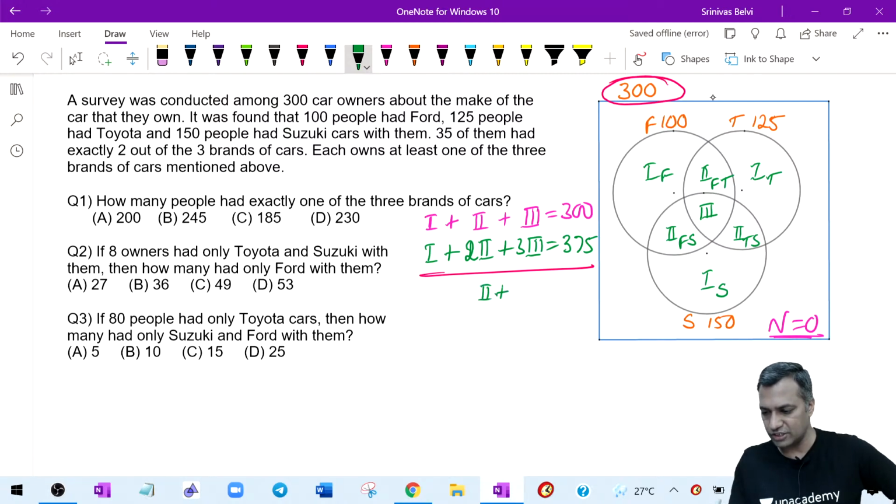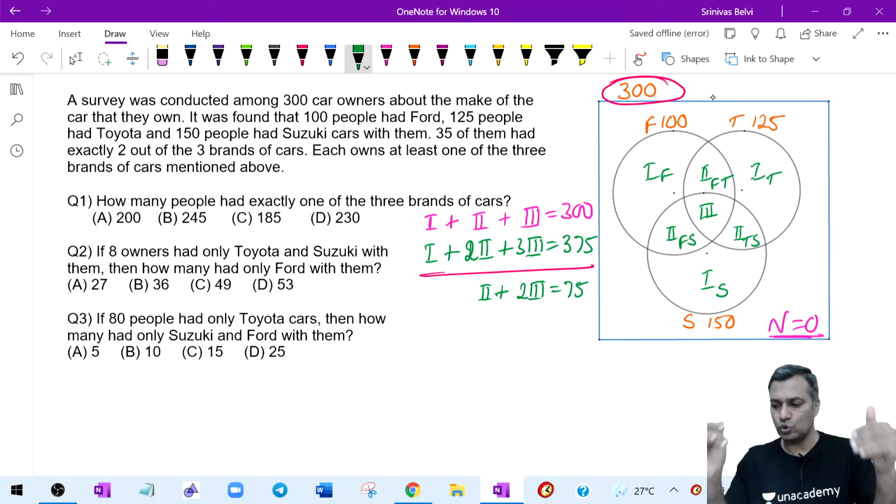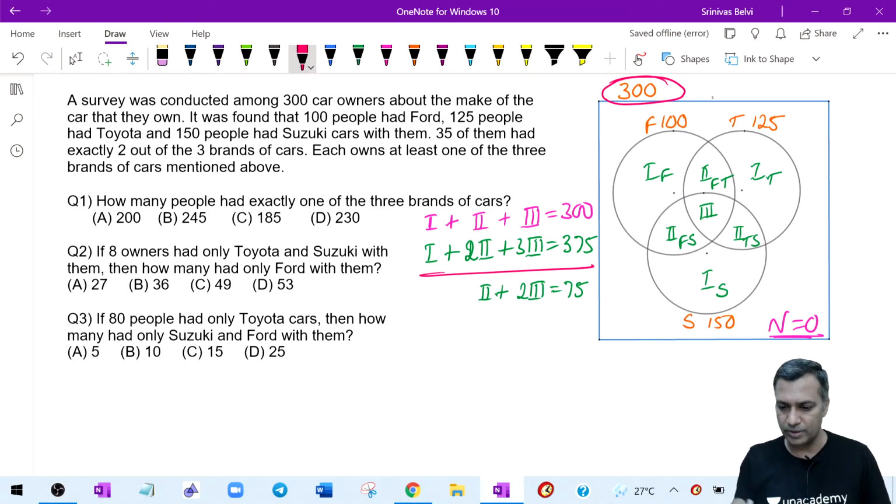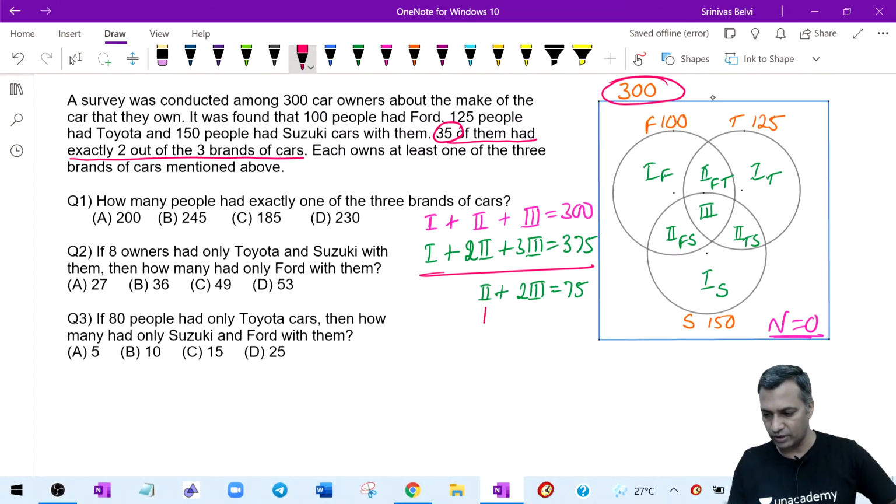Region 2 plus 2 times region 3 is equal to 75. Fair enough. Then one more piece of information is there. Region 2 is 35. 35 of them had exactly 2 out of 3 brands of cars. It's given there. Therefore, region 2 is nothing but 35.